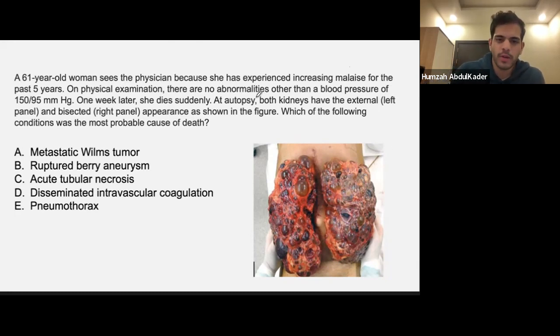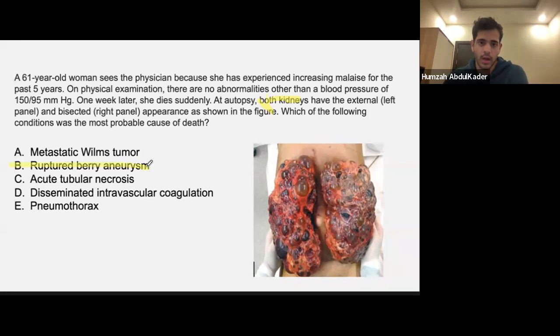So again, ignore this part because I took out the picture that was there and replaced it with the one that was in your lecture, because I think you're more likely to get the picture from your own lecture than the one on these Q banks. So you guys are saying that the answer here is B, and that's correct. So the answer here is ruptured berry aneurysm.